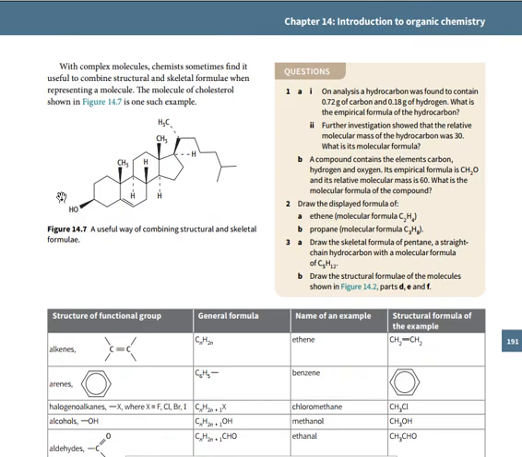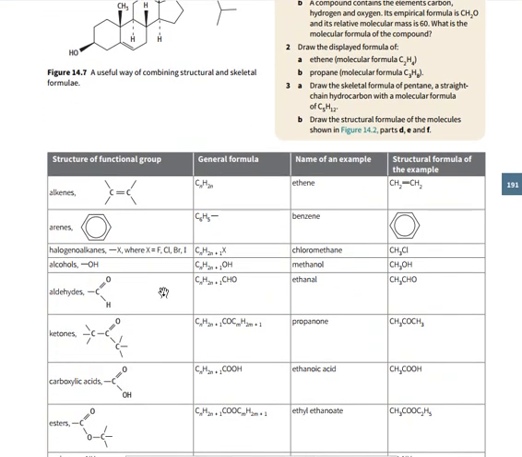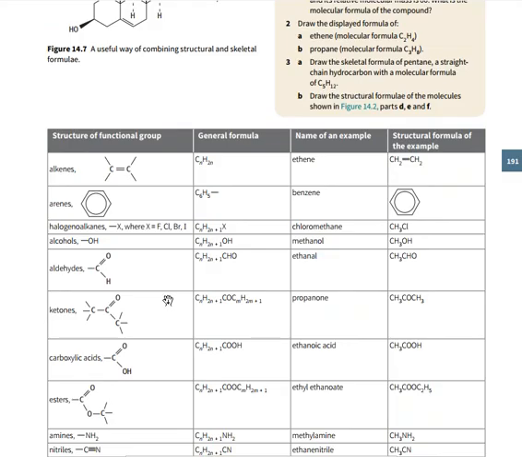So now we have the combined formulas of all these: the structural formula, the zigzag formula, the skeletal formula, and the like. Now let's visualize the main molecules found in organic chemistry. These are all the molecules that we're going to study. We are going to start with alkanes and alkenes, or hydrocarbons.